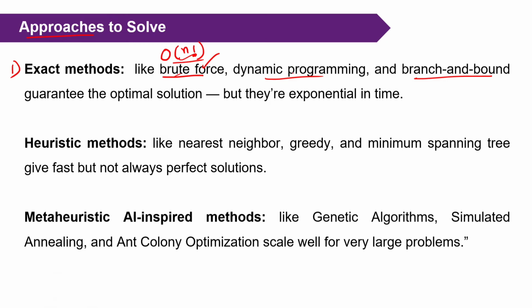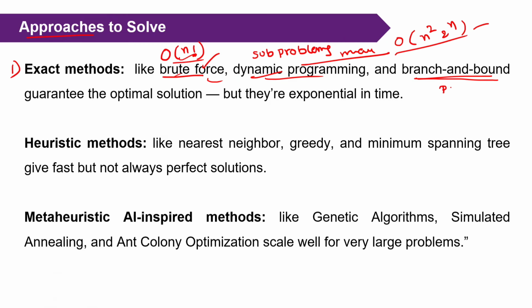Now coming to dynamic programming. You know the concept: it uses sub-problems along with memoization. But here also it faces time complexity, big O of n squared times 2 to the power n. Compared to brute force, it is better. It can solve from 20 to 25 cities. Again, the time complexity is high. And then we have branch and bound. You know the concept of branch and bound.